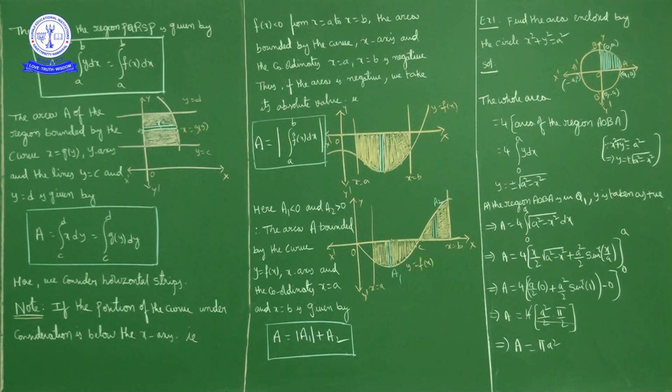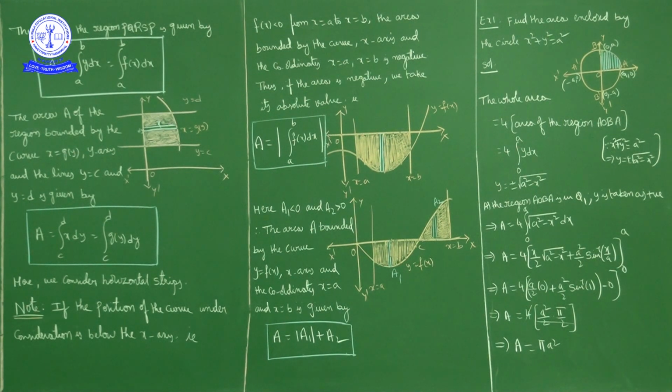Now suppose in case of definite integral, you find integral a to b f of x dx. If you get it as minus 5, definite integral we will write it as minus 5. Suppose the question is to find the area between x is equal to a, x is equal to b and f of x. If you get that value as minus 5, we will write its absolute value, that is plus 5.